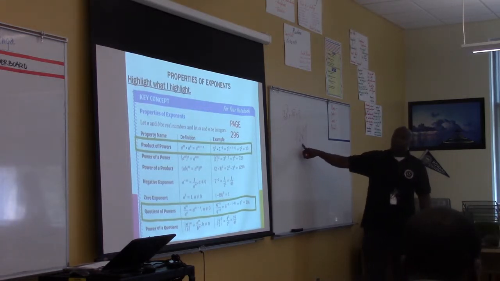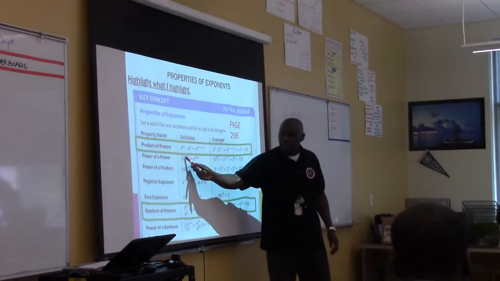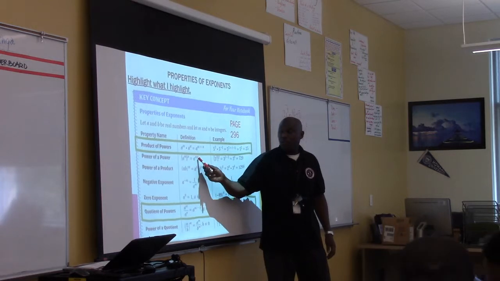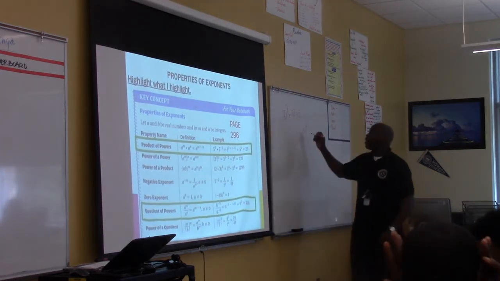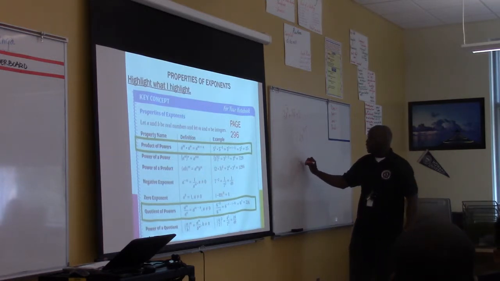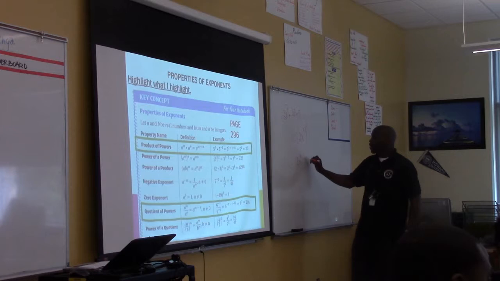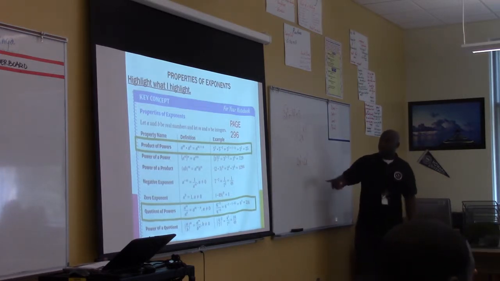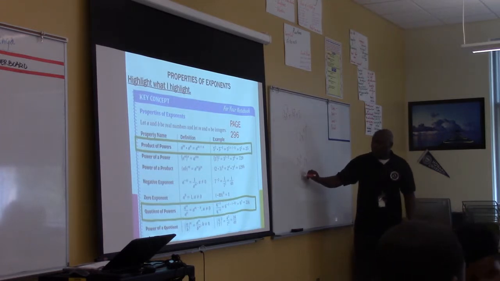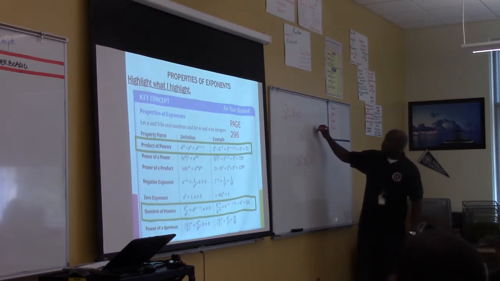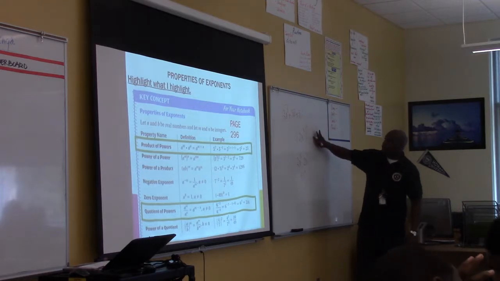What it's saying here is that we're taking this entire term and raising it to this exponent. So what you do with this one is you multiply the exponents. It's like me saying 2x cubed times 2x cubed. Everything in there will be multiplied by itself, so you end up with 4x to the 6 power.